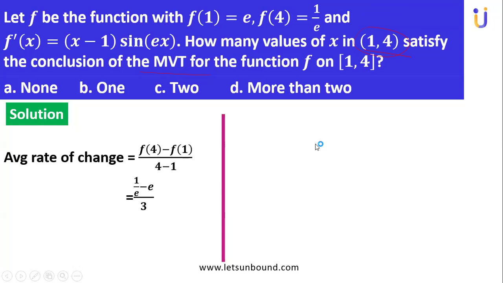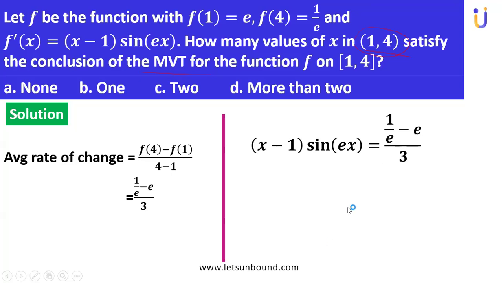That's it. Now, f dash at how many points? You don't know whether it's 1 or 2 or 3, so you just equate it. f dash of x should be equal to the average rate of change. f dash of x is this expression, so set it equal to the average rate of change and solve for x. That's simple. You will get those x values.